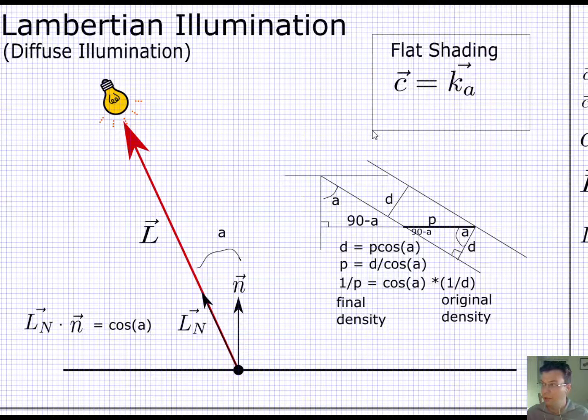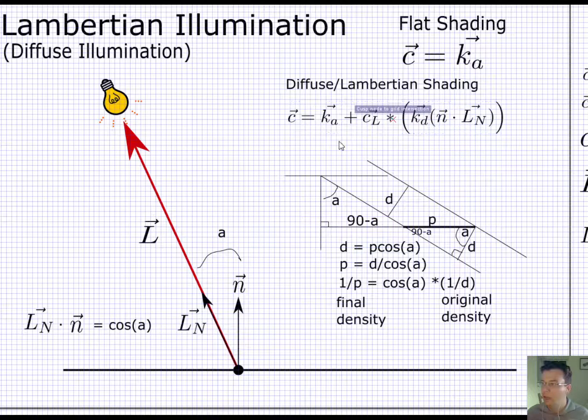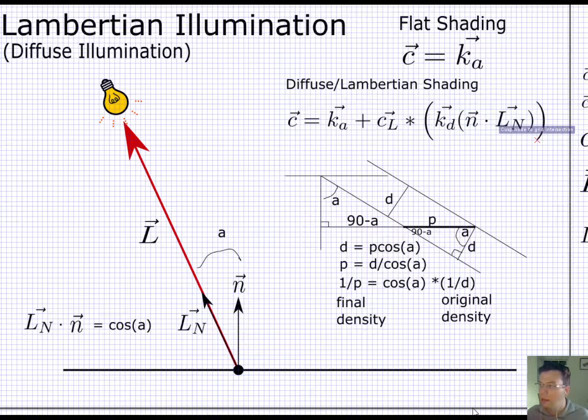So the final equation for diffuse shading is as follows. So for diffuse/Lambertian shading, what we have is this equation. We're going to keep the ambient term there, so we'll still have a Ka. But now we're also going to have the color of the light. So I'll say that Cl is the color of the light. It's RGB, whatever the incoming light color is, times a material diffuse coefficient, so that's Kd.